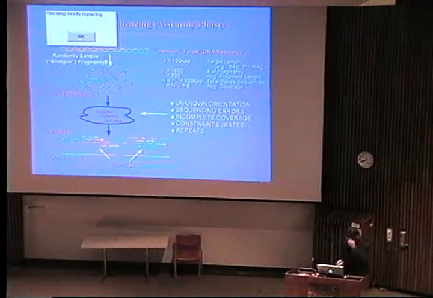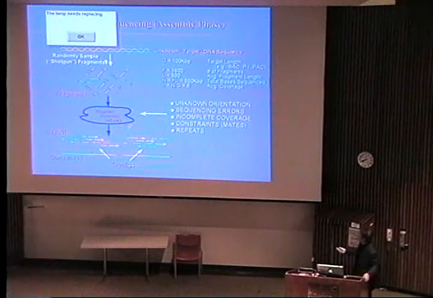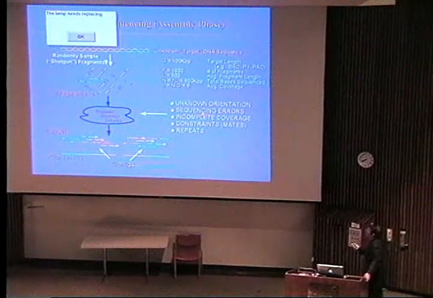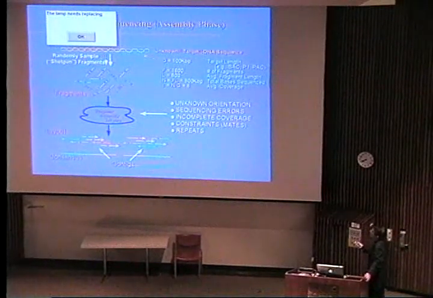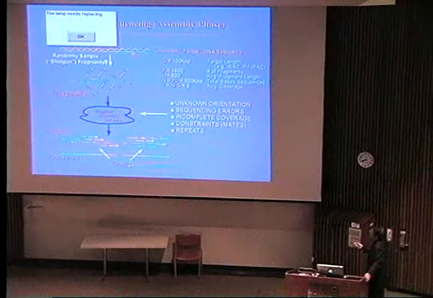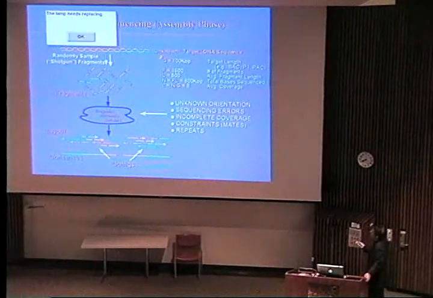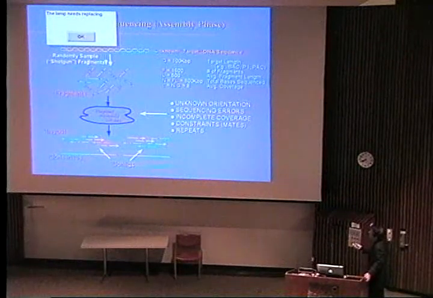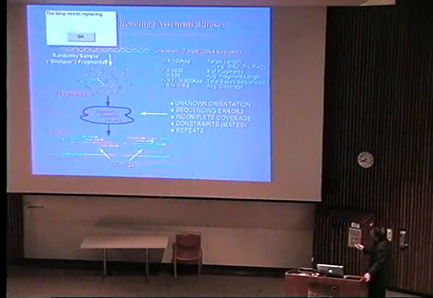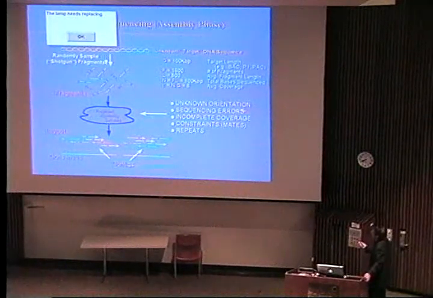The things that make this problem tough are, first, that you don't necessarily know the orientation of the fragments. It turns out that the DNA is double-stranded, so there's a strand that reads left to right and one that reads from right to left, and you don't know which strand a particular read came from. That's the problem of orientation.